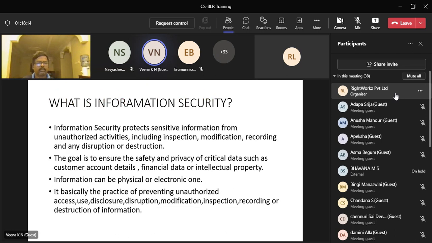Next we go on with what is information security, which is the fifth question of our assignment. Information security protects sensitive information from unauthorized activities, including inspection, modification, recording, and any disruption or destruction. The goal is to ensure the safety and privacy of critical data such as customer account details, financial data, or intellectual property. Information can be physical or electronic. It is basically the practice of preventing unauthorized access, use, disclosure, disruption, modification, inspection, recording, or destruction of information.